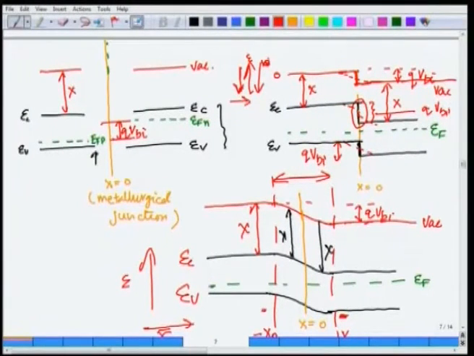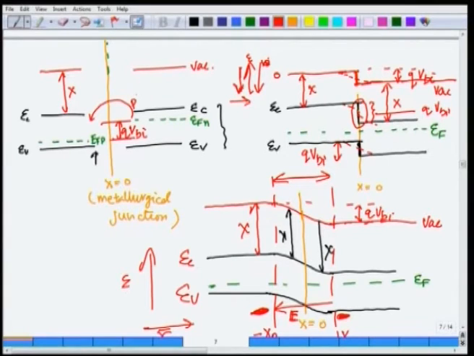Now, if this end is at higher voltage than this end, then the electric field will set up, and this is the electric field direction. Why? With this higher voltage on this side, there is a lower voltage on this side. So, electric field is set up in this direction, and you can see that, because when electrons go from here to here, what happens?